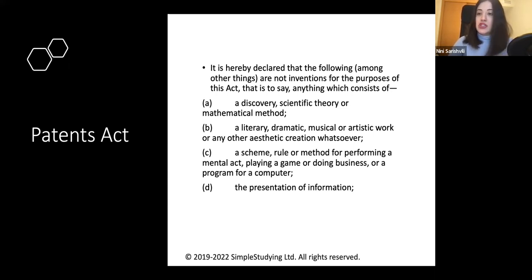The presentation of information. If it's a scientific discovery that can be very valuable for the betterment of our lives, it cannot be patented and it should be available to the public. And similarly for the other rules, these are the areas where it's not in the interest of the public for the patent to be granted.